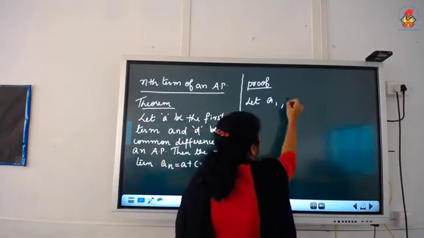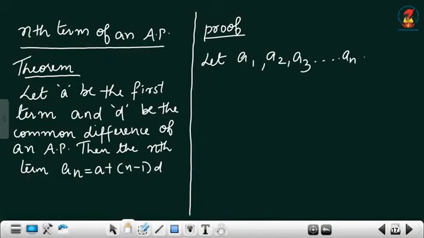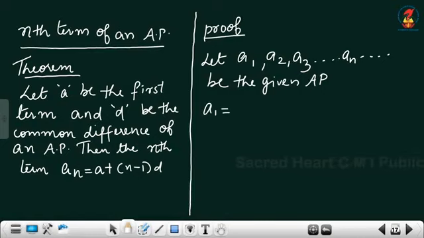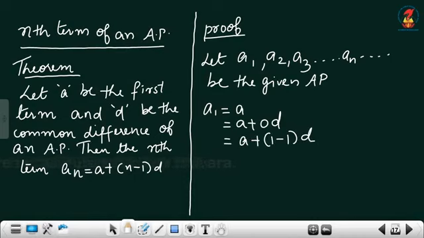Let A1, A2, A3, etc., An, etc. be the given AP. So we can write A1 as A, that is the first term given, which is equal to A plus 0D, which you can write as A plus 1 minus 1D. And A2 is clearly A plus the common difference D, which you can write as A plus 2 minus 1D.